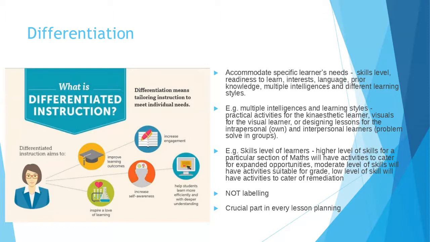If you use skills level of learners, you could have a group for the higher level of skills for the particular section of mathematics, where you have activities to cater for expanded opportunities or challenging opportunities. And you can have a group for the moderate level of skills, where you give activities which are suitable for the grade, in other words, meeting the standards of the grade. And then you can have a group with low level of skill, where you cater for remediation and guidance from your side for that group.